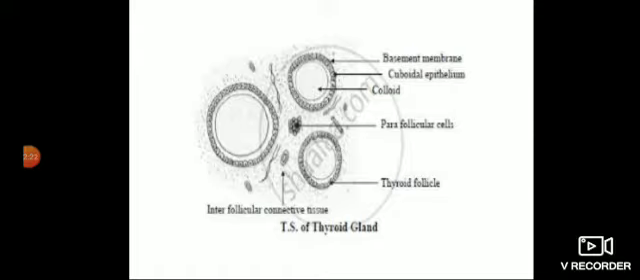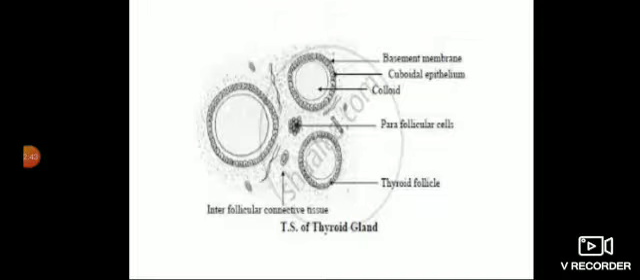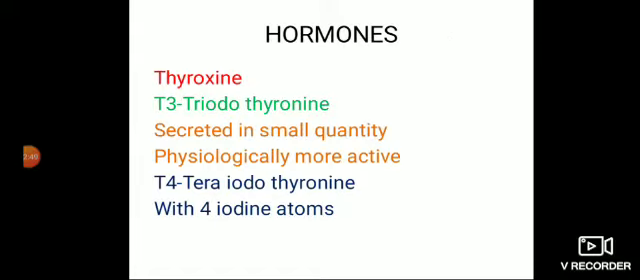See here the follicles are there. You can see the word colloid, parafollicular cells. These parafollicular cells are C cells. They secrete the hormone calcitonin. Then you can see the trabeculae, stroma, etc. Now this diagram is very important in the examination. You have to draw this diagram, that is the internal structure.